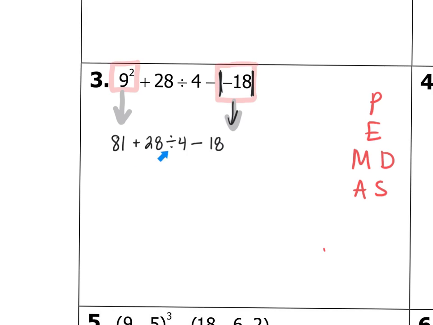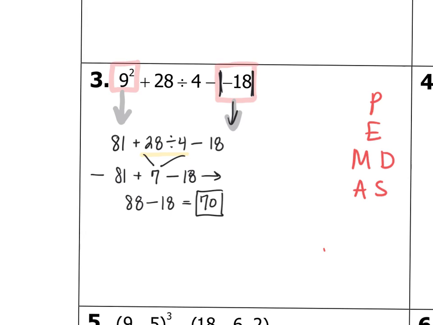Next, you see addition, division, subtraction. So, according to the order of operations agreement, we have to divide before we can add or subtract. 81 plus 7 minus 18. Next, we will want to follow the order of operations and add, subtract from left to right. So 81 plus 7 is 88. Take away 18, that's going to be an answer of 70.